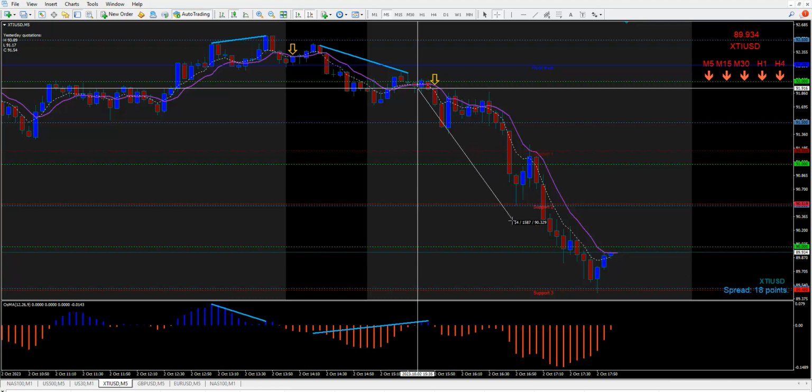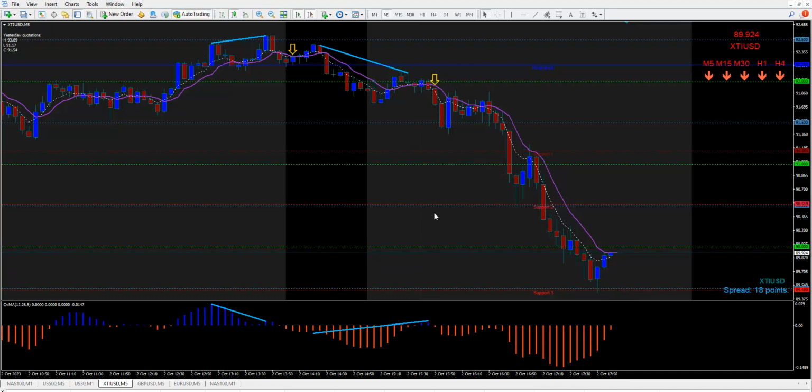And if you held on all the way down, what'd you get? You got 245 points. So there you have it. Oil was really good today. Like I've said many times before, divergence is on every time frame if you're willing to look for it, and you can find it.